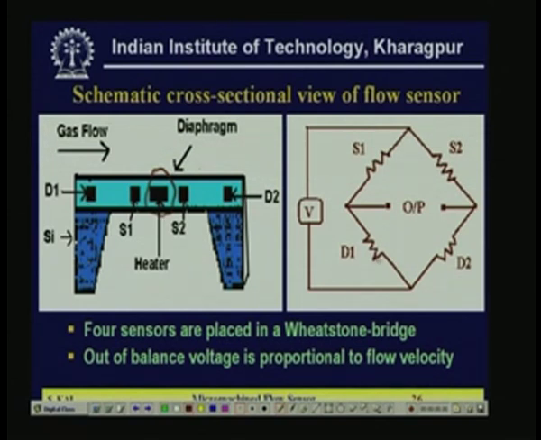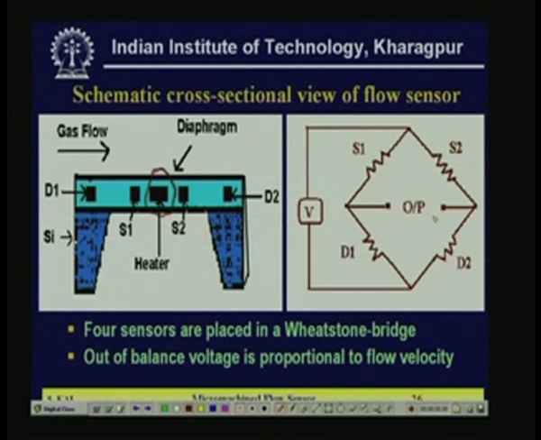This is D1 and D2, we can call them reference resistances, and S1 and S2 are kept here and here. When there is steady state and no heater, all the resistances D1, S1, S2 and D2 will be the same. At the steady state under ambient condition, no heating, everything is kept at room temperature. Even then, under a steady state flow condition, all 4 resistances will be equal, and under that condition the bridge will be perfectly balanced.